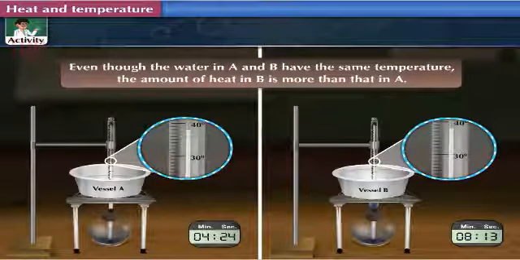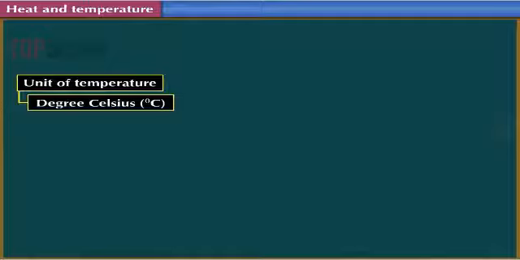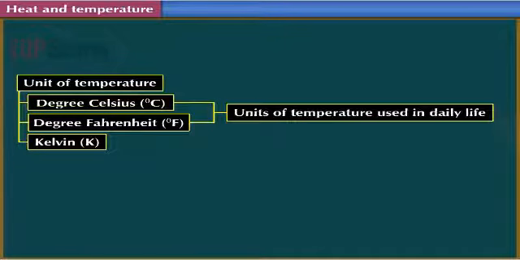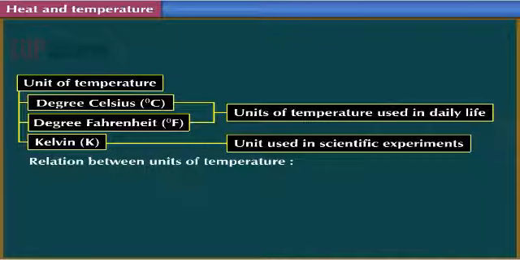After this activity, let us now know units of temperature. Temperature is measured in units of degree Celsius, that is degree C, degree Fahrenheit, that is degree F, and Kelvin, that is K. Degree Celsius and degree Fahrenheit are the units of temperature used in daily life, while Kelvin is used in scientific experiments. Let us now see the relation between these three units.